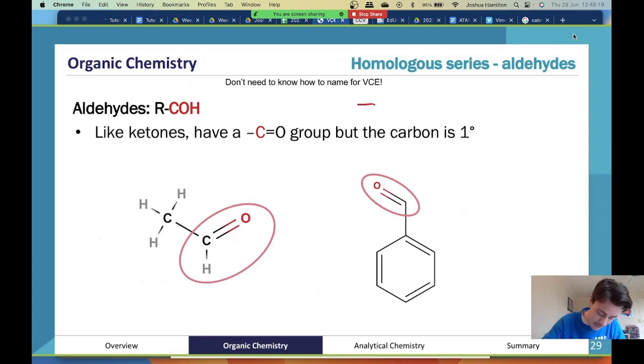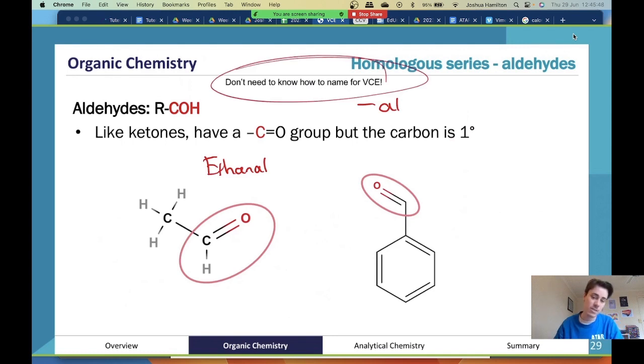They end in -al, so you might have pentanal, or in this case here, ethanal. This molecule is ethanal. Usually you don't need to number these ones because it's always on the end and they're usually by themselves. If for some complex reason you've got something else there, you're going to have to do some numbering, but don't worry, it usually doesn't need numbering. As I said, you don't need to know how to name them for VCE, but it's just a cool fact.